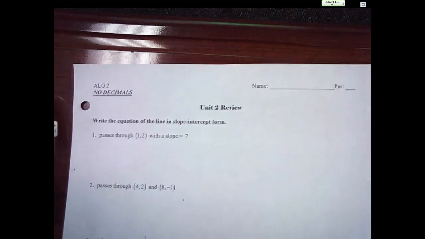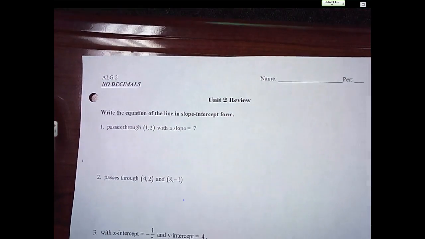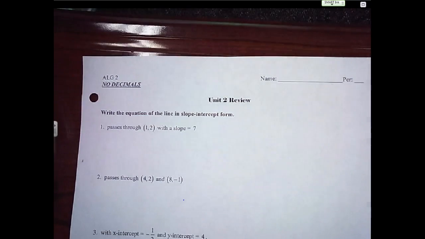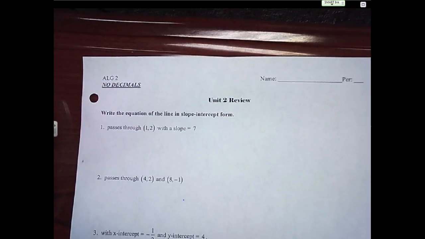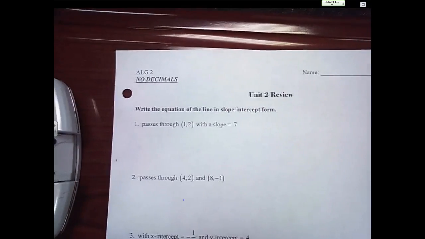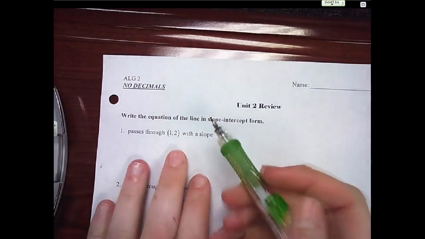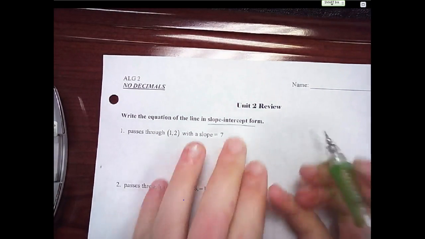Okay, so this is the Unit 2 review, which we have a test on Tuesday, September 22nd. So we're going to walk through some of these problems together, and hopefully this helps. Now remember, you'll be given all of the formulas on your test, so you just need to know how to use them. Okay, so first of all, it says write the equation in slope-intercept form.